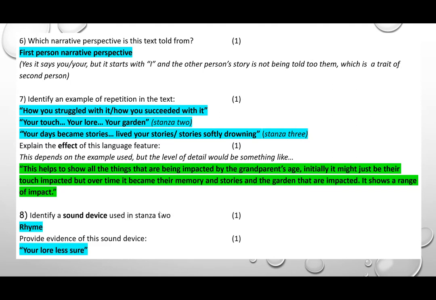And question 8. Identify a sound device used in stanza 2. So it's important that you read the full question and made sure that you chose one from stanza 2. If you don't know the word stanza, it's another word for verse or paragraph. So if you'd chosen a sound device, but it wasn't from stanza 2 in the test, that would not get the mark. Okay, so it's important to read the question carefully. So if you put alliteration from the end of the poem, that would not be correct because of that.